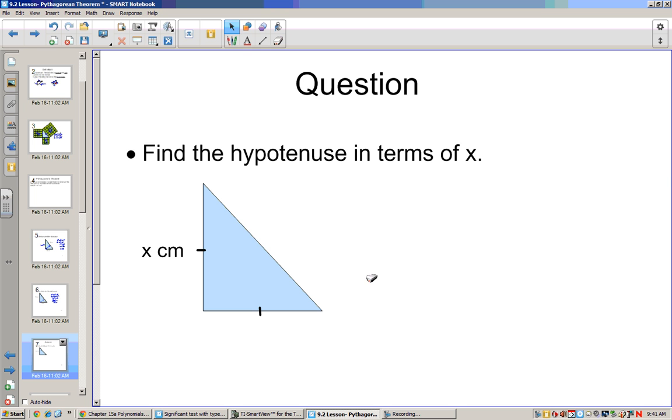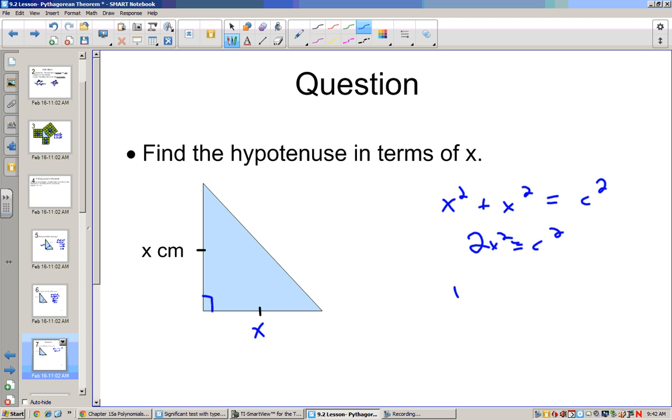Now this gets a little trickier. If this side is x, and these two sides are the same, and that's a right angle, this side would also have to be x. So let's find an equation for our hypotenuse. Well, we take x squared plus x squared is equal to c squared. These two add up to be 2x squared.